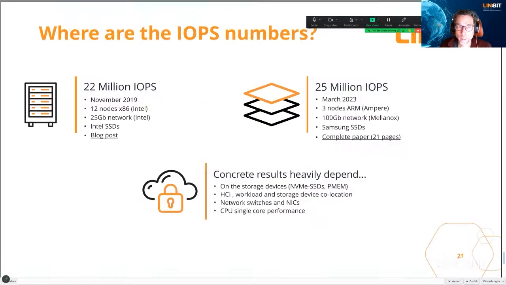So here I have some IOPS numbers which are of course great. So from 2019, I know that's a little bit dated, but also from 23, which is pretty amazing, that only on 3 servers we were able to achieve 25 million IOPS. So you find these complete paper sets in our blog if you search for it.